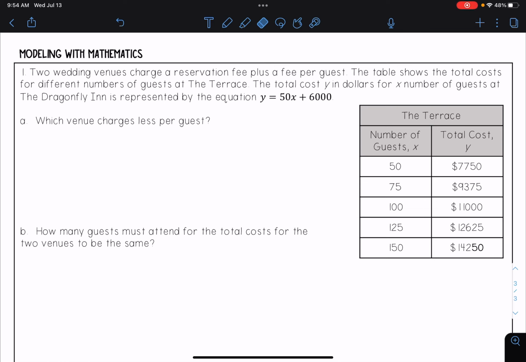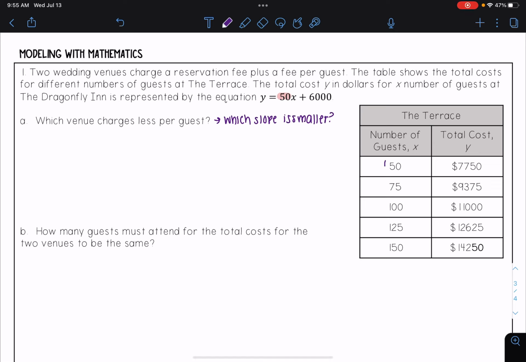So we're going to look at which venue charges less per guest. So we want to see basically which slope is smaller. So we see at the Dragonfly Inn, our slope here is 50. So that means they're charging $50 per guest. But I need to see what they're charging per guest at the terrace. And I'm given this table.